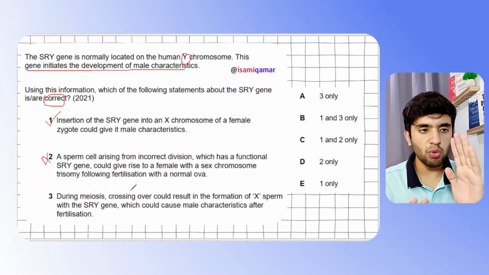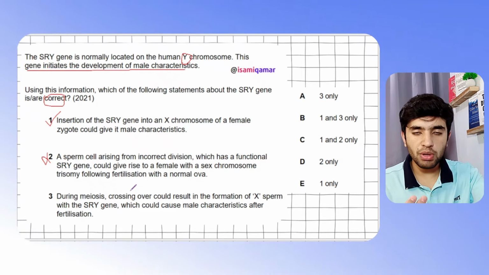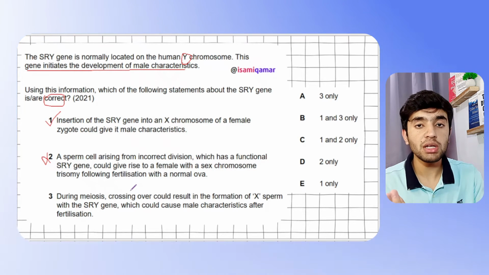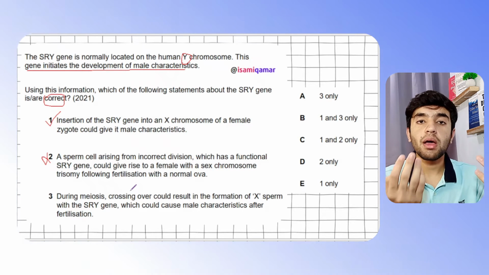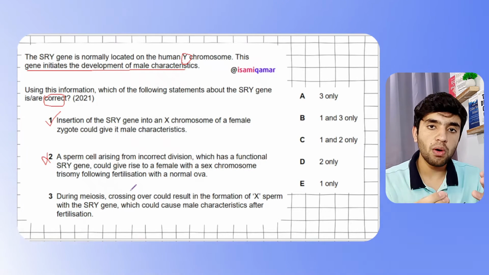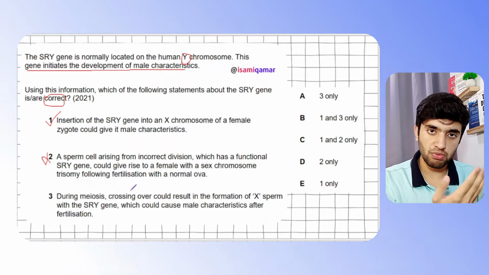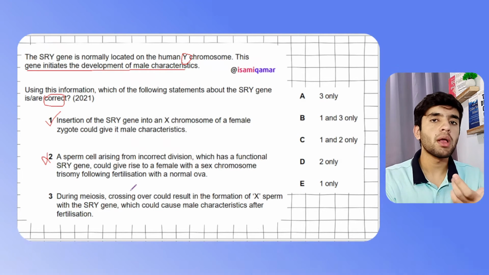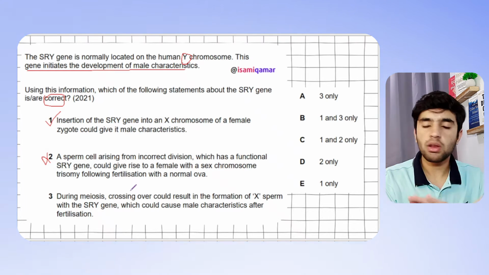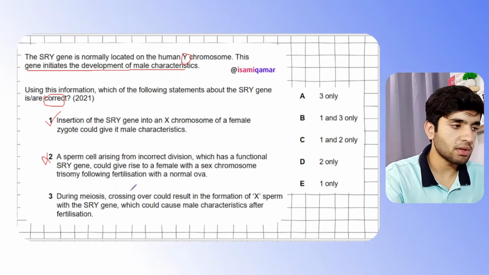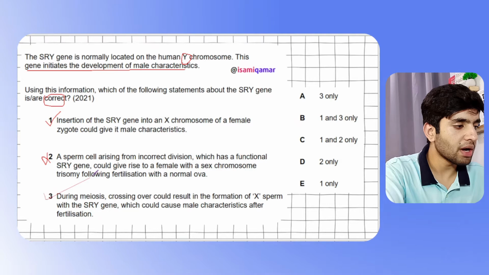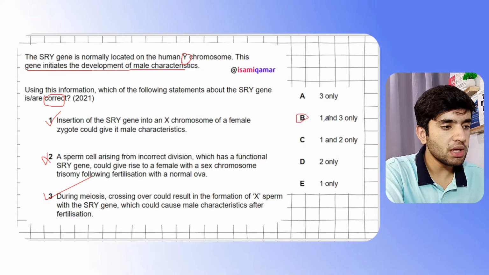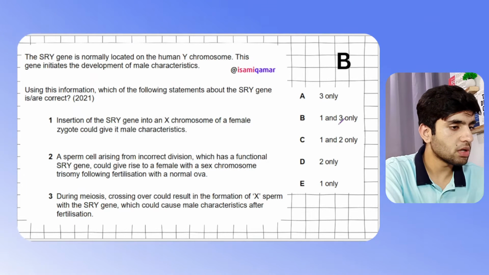Now when this X chromosome has got the SRY gene and goes into a female, this will cause male characteristics, because the SRY gene is responsible for maleness. It's on the X chromosome, so it will play its role: it will secrete testosterone and form lots of other things, primary and secondary characteristics. So this happens to be true again. So options 1 and 3 are the only true ones, so option B has to be true.